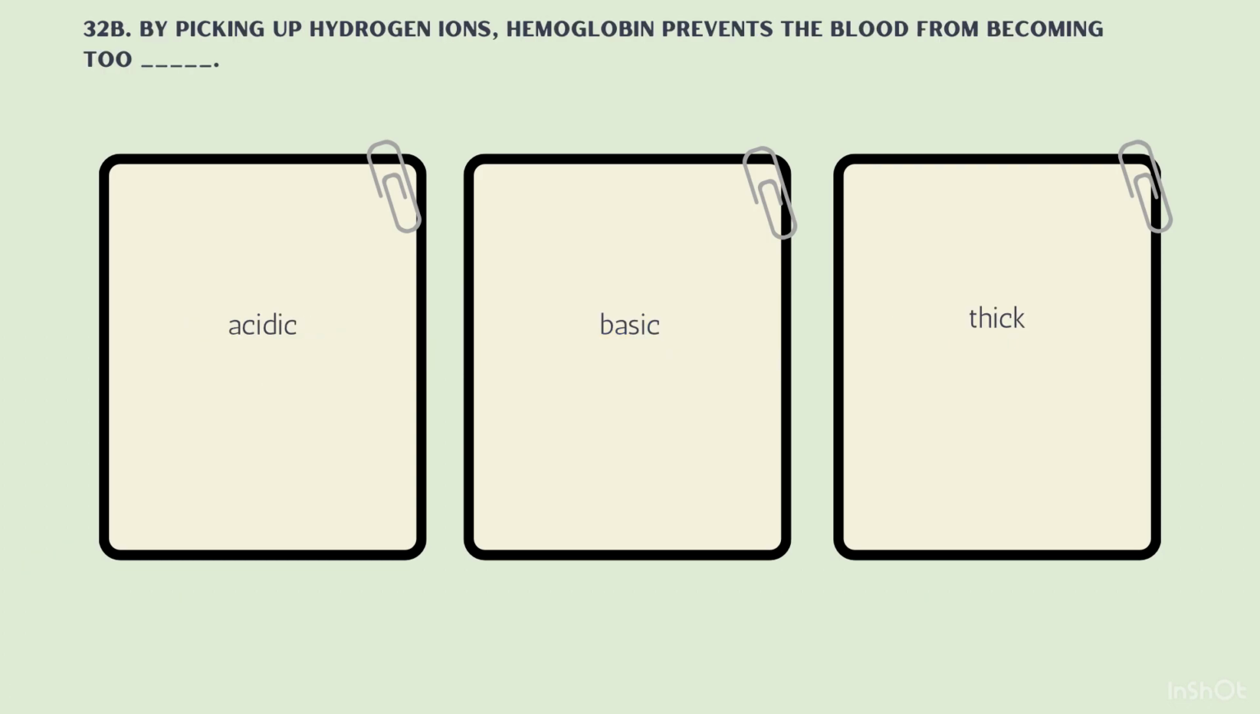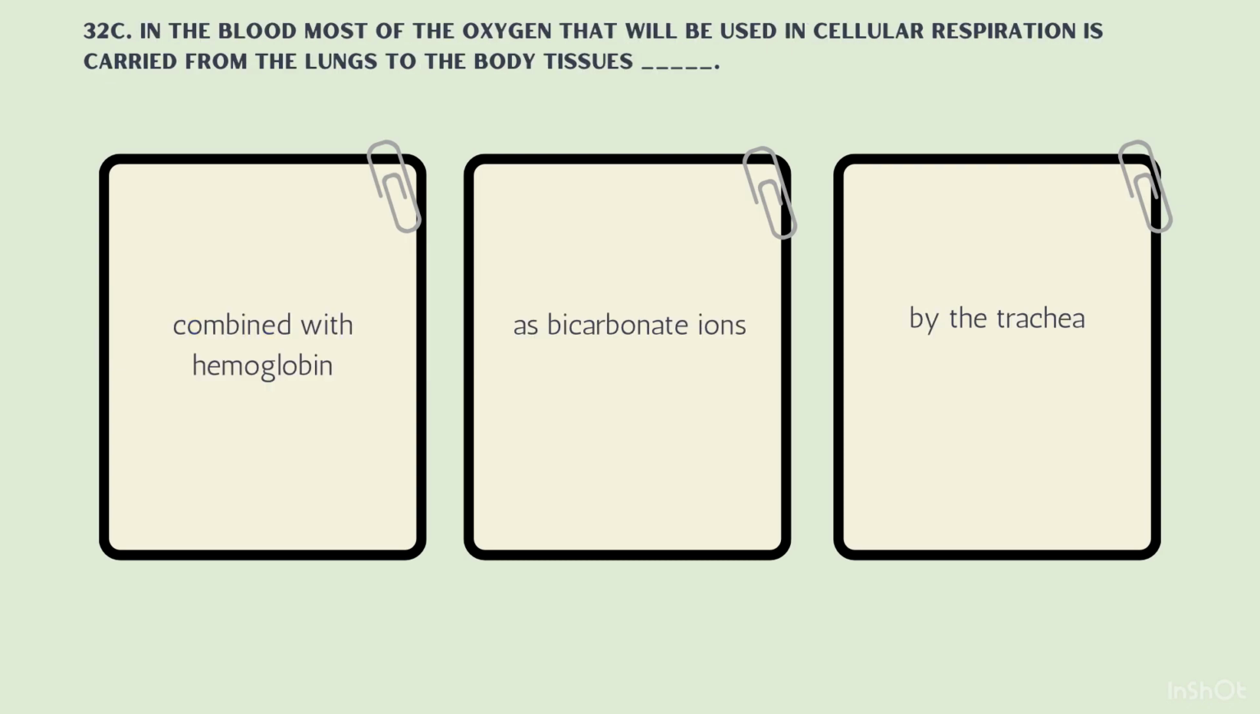So 32b. By picking up hydrogen ions, hemoglobin prevents the blood from becoming too acidic. That will be the correct answer. Let's look at 32c. In the blood, most of the oxygen that will be used in cellular respiration is carried from the lungs to the body tissues, combined with hemoglobin.